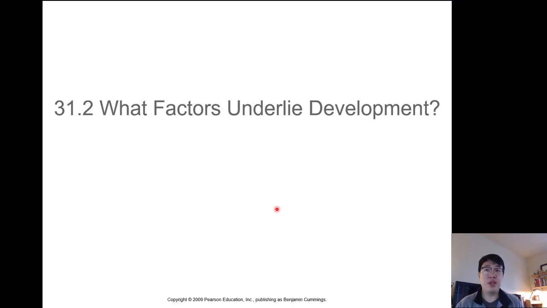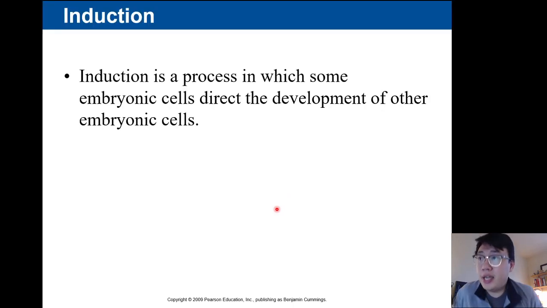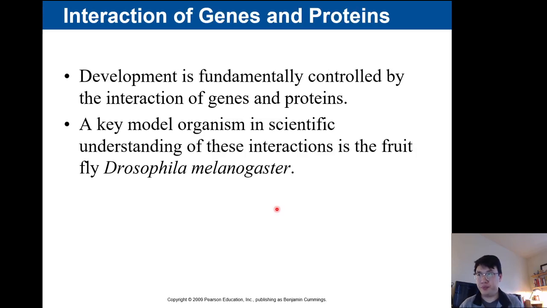So what factors underlie development? Induction is a process in which some embryonic cells direct the development of other embryonic cells. What does that mean? It means that once I give you a task, you are going to tell the other cells to do another task. Essentially, it's a passing of tasks or a passing of instruction.